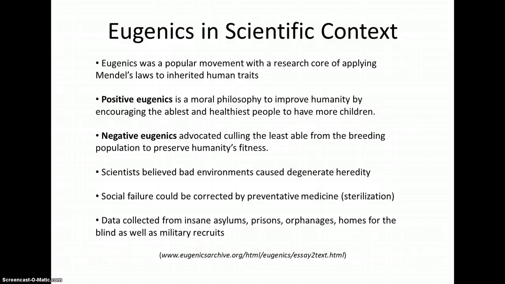Scientists believed that a lot of the degenerate hereditary characteristics were caused by bad environments. So if you grew up poor or in a bad neighborhood, that's what caused you to be a criminal or to be insane. Social failures, they felt, could be corrected by preventive medicine. Not vaccines or keeping your teeth clean like we think of, but things like sterilization and killing people. Data was collected from insane asylums, prisons, orphanages, and homes for the blind because these were easy populations to collect data from, as well as military recruits because there were so many of them.